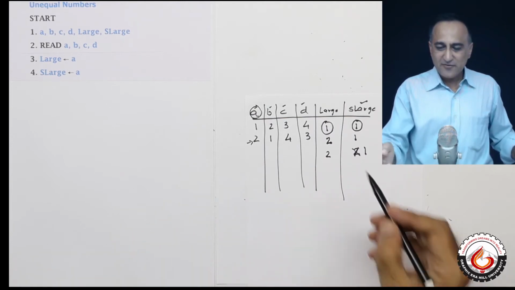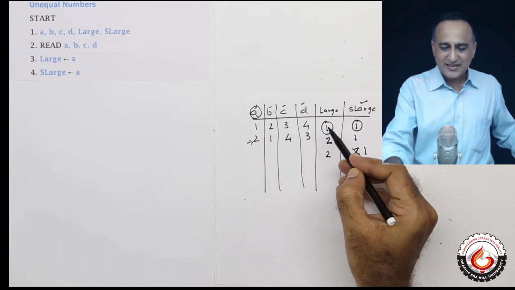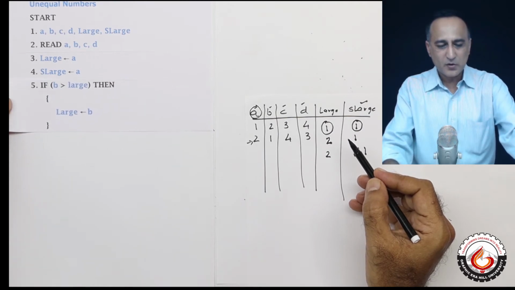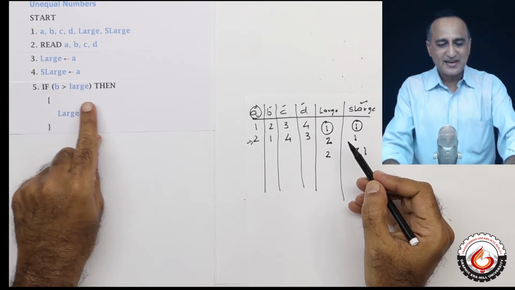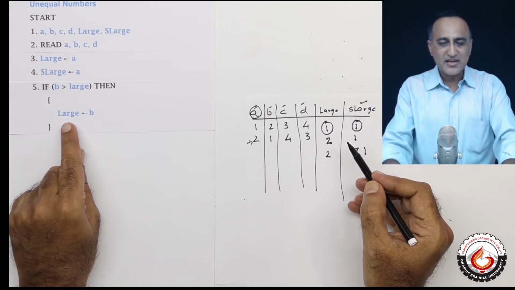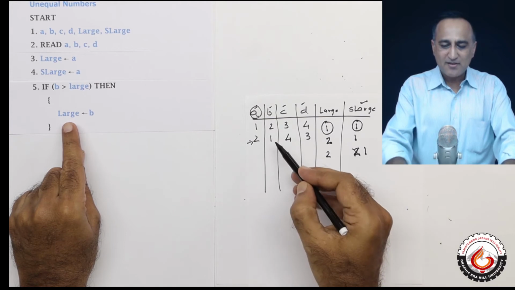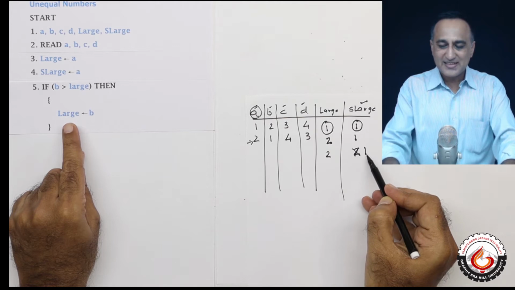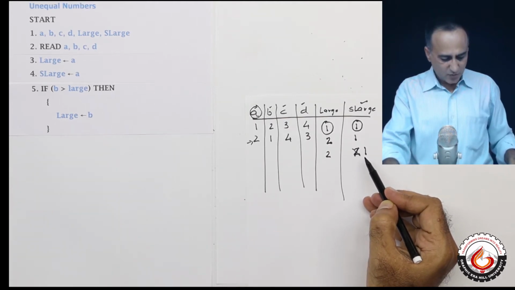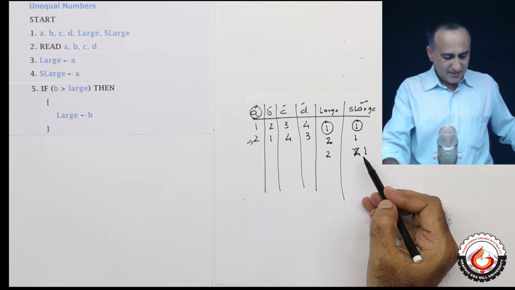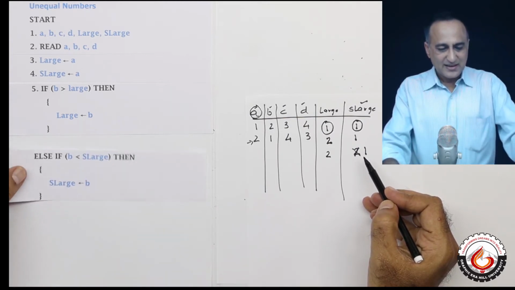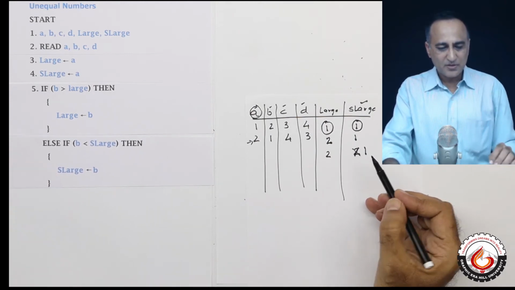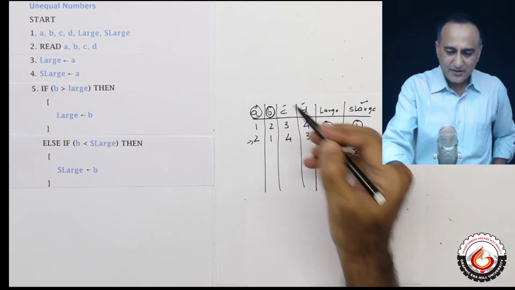So my first question is, if B is greater than large, as in this case, then I am going to replace large with the value of B. So if B is greater than large, then the value of B is assigned or copied into large. Then we have a case like this where the value of B is not greater than large, but it is lesser than second large. So in the else condition, I am going to say else if B is lesser than second large, then second large is going to get the value of B. This way I have handled A, and I have handled B.